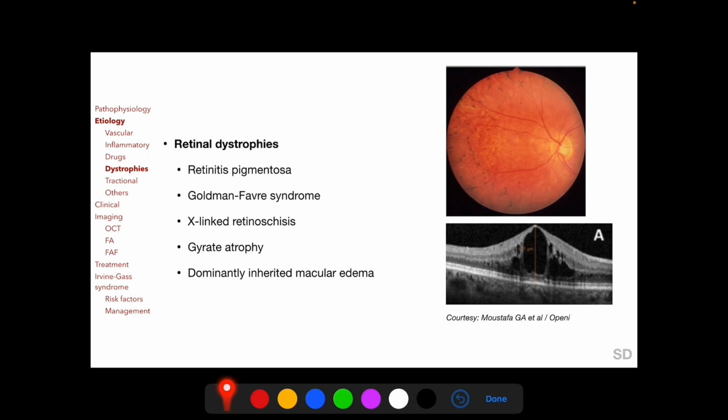CME can also occur in eyes with retinal dystrophies, and this is said to occur due to inadequate functioning of the retinal pigment epithelial pump. These include retinitis pigmentosa, as seen here in this OCT and in this corresponding color photograph, Goldmann-Favre syndrome, X-linked retinoschisis, gyrate atrophy, and dominantly inherited macular edema. Characteristically, CME from most of these retinal dystrophies does not show leakage on fluorescein angiography.